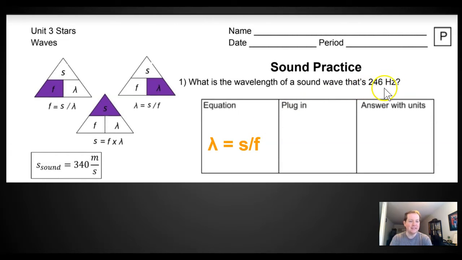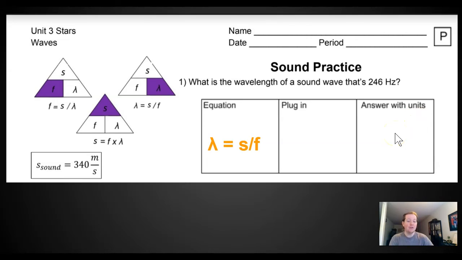Oh, this is the frequency. Remember, frequency is measured in hertz. Hertz. It's Hz. This number is the frequency. So the wavelength is equal to 340 divided by 246. Okay, so I helped you out. You might need a calculator or your phone or use Google to calculate an answer.